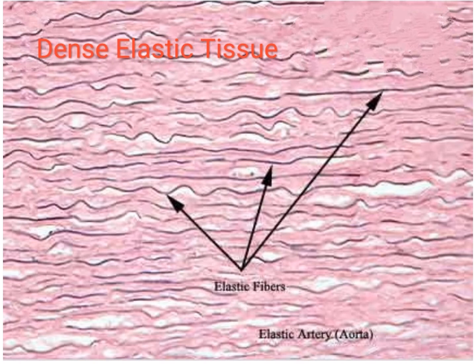Dense elastic tissue has densely packed elastic fibers with fibroblasts scattered throughout. It is found in the trachea, vocal cords, and walls of some arteries.